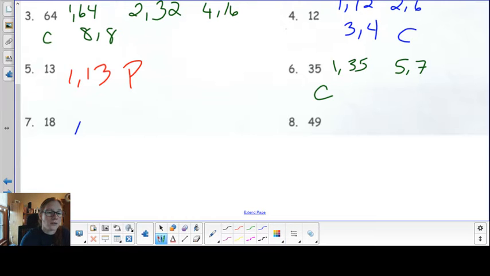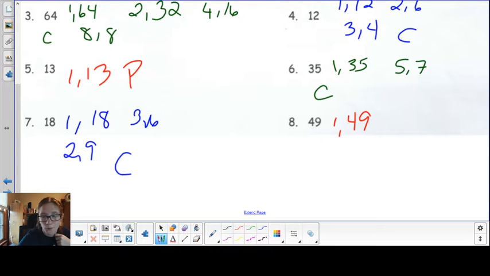18. We got 1 and 18. Maybe, if my computer will respond. Let's try this again. 1 and 18. 2 and 9. 3 and 6. 4, no, 5, back to 6. So that's all we've got. So he's composite.